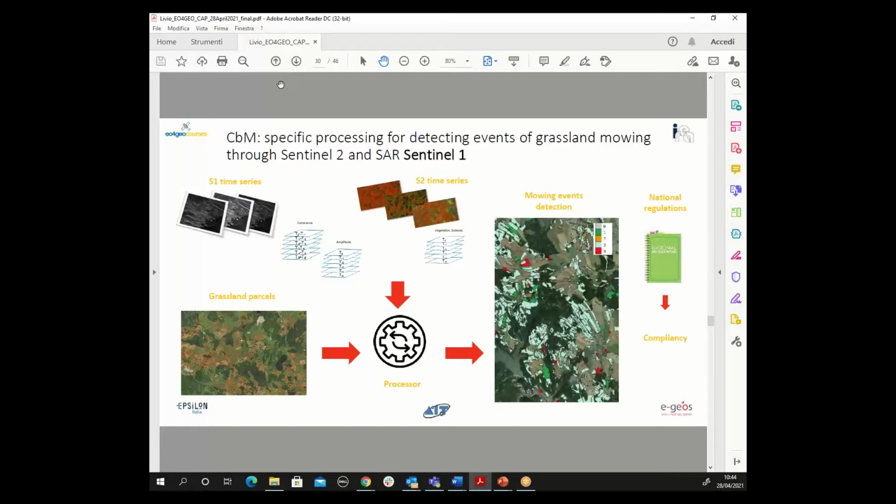Also for grassland we use not only Sentinel-2, but especially Sentinel-1, because Sentinel-1 is very effective in detecting the geometry. And the geometry is very important to detect whether the grassland parcel has been mowed at the correct time or not. So we use the capability of optical and SAR together to increase accuracy. And we arrive at more than 90% accuracy in grassland detection. Why? Using only radar or only optical, we reach only about 70% accuracy. That is very important because in this case, the integration is the real solution.